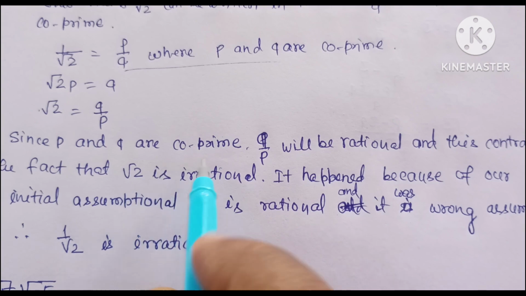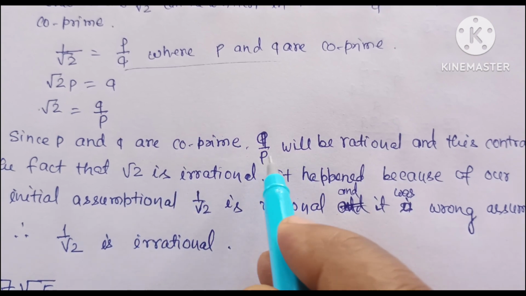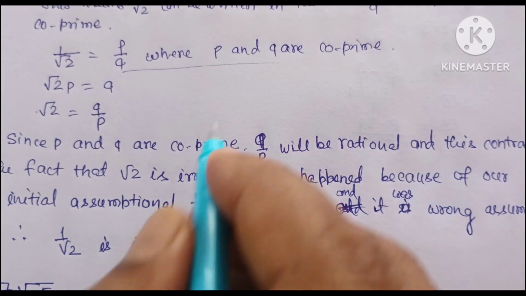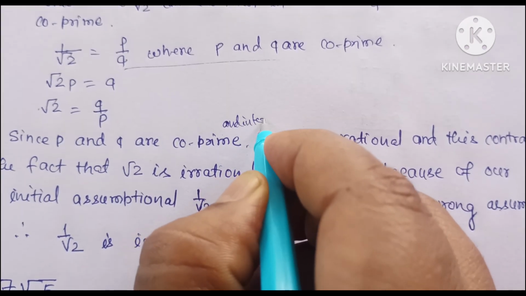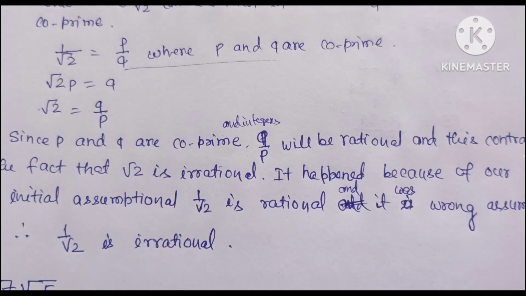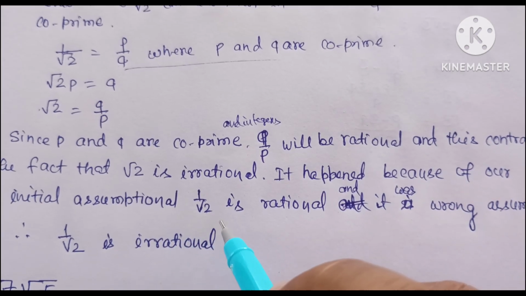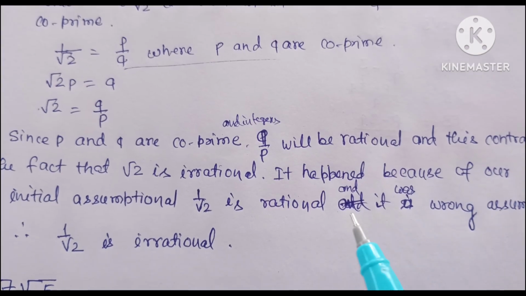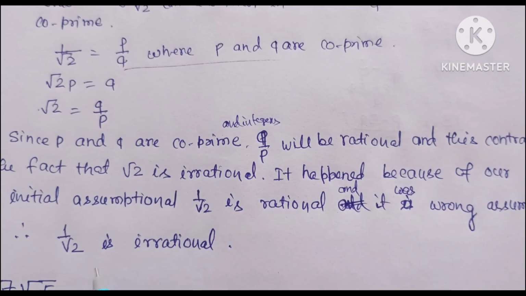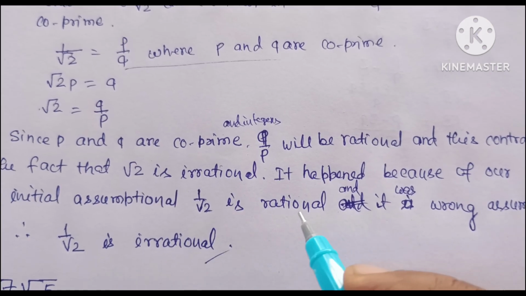Since p and q are co-prime integers, q by p will be a rational number, and this contradicts the fact that root 2 is irrational. It happened because of our initial assumption, that 1 by root 2 is rational, and it was a wrong assumption. Therefore 1 by root 2 is irrational.